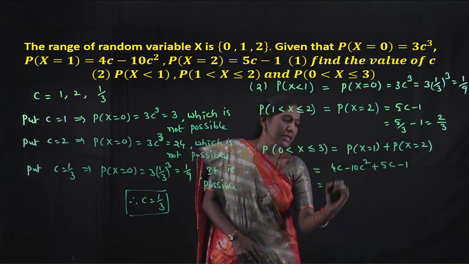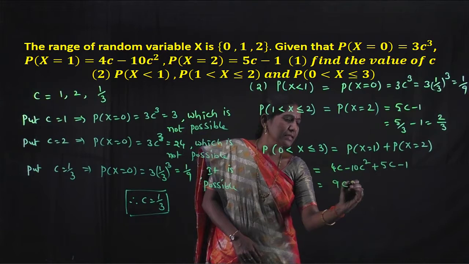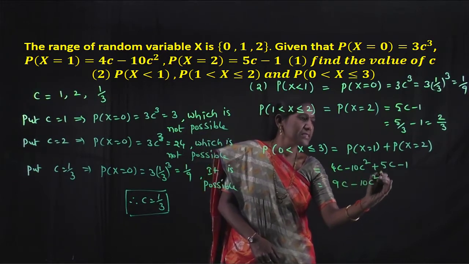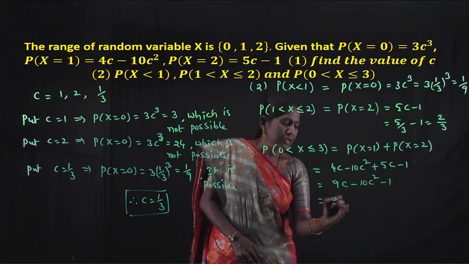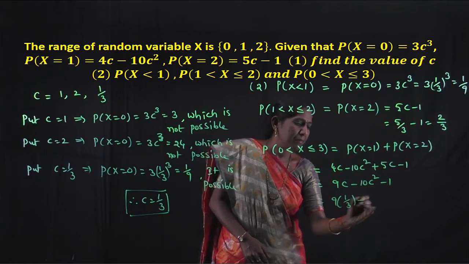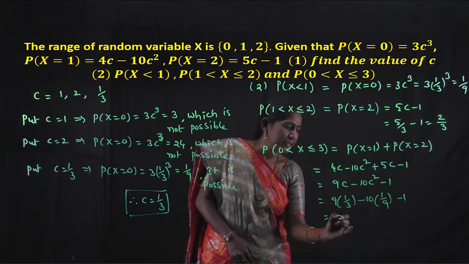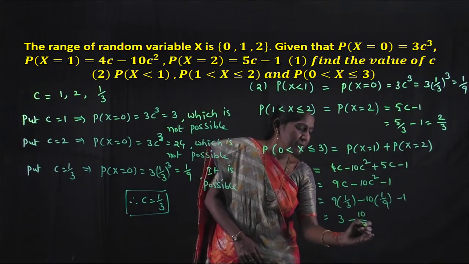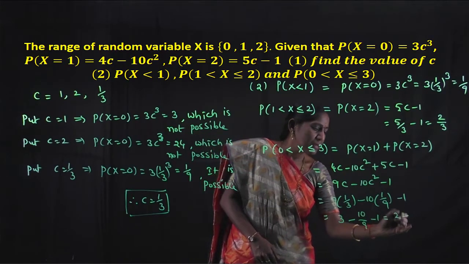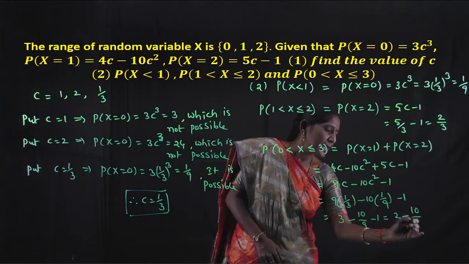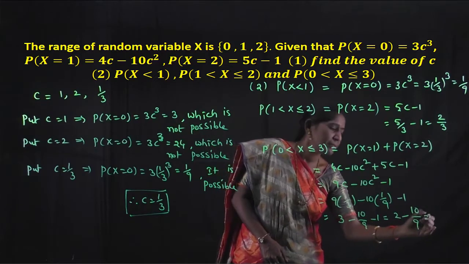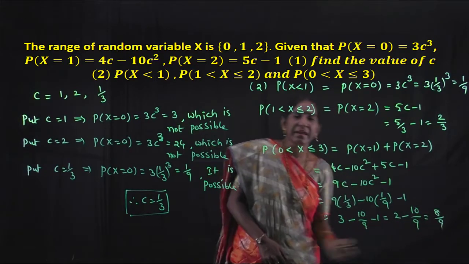Then by adding this we get 9c minus 10c square minus 1. That is 9 into 1 by 3 minus 10 into 1 by 9 minus 1. It is 3 minus 10 by 9 minus 1, that is 2 minus 10 by 9. 18 minus 10 by 9, that equals 8 by 9.